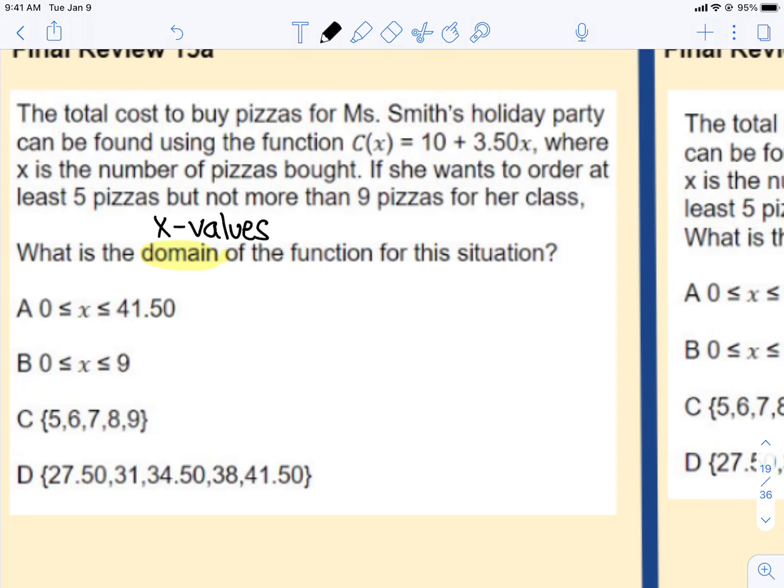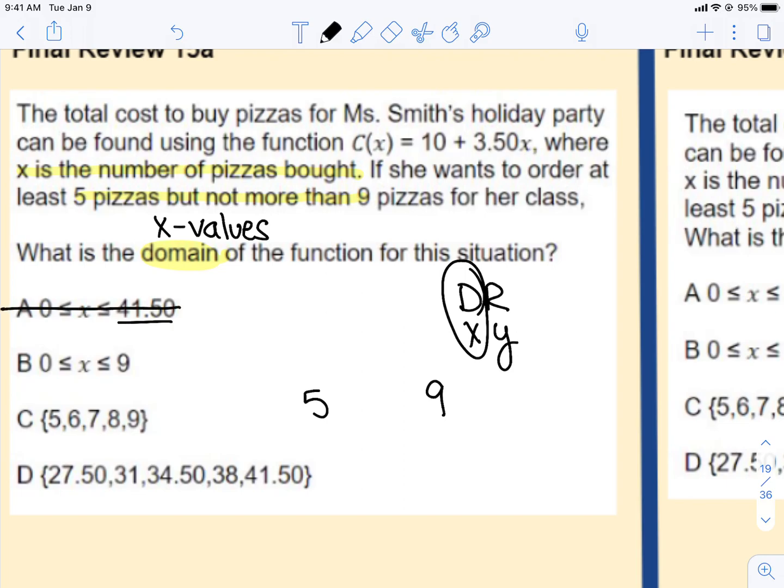That's where we talked about the Dr. XY. Domain goes with the x values. So it tells us right here that x is the number of pizzas bought. And then it says she wants to order at least 5 pizzas, but not more than 9. So we know it needs to be between 5 and 9. So what we can eliminate is answer choice A, because that goes to 41.50, which is probably the price, so we don't want to deal with that.